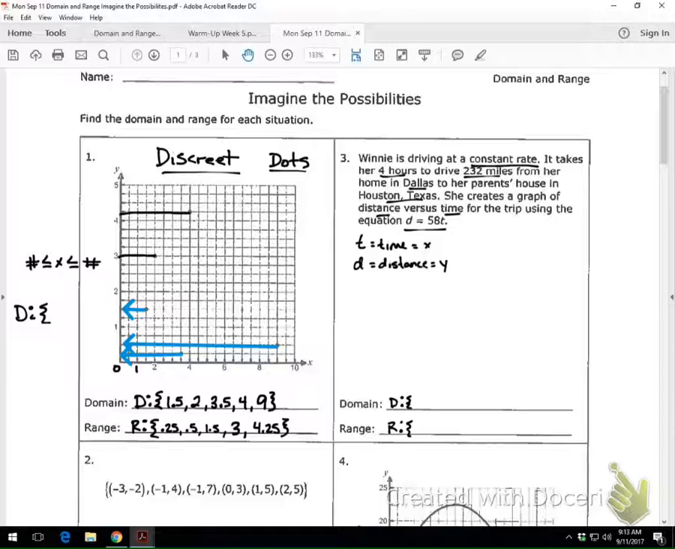Now the only thing is you don't have a graph to look at, but you have an equation to work out. Okay, so think about it. It took her 4 hours. So we can make a table of this right here. So at 0 hours, that means she hasn't left yet. How far has she gone? 0, obviously. Okay, after 1 hour, how far has she gone?